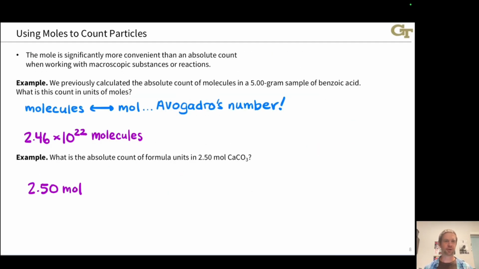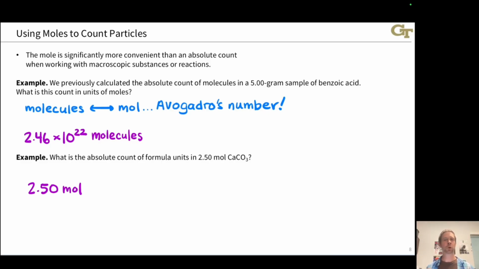I've alluded to this already, but the mole is much more convenient to work with and much more human brain friendly than these absolute counts of molecules that are universally astronomically huge. And so we like to express numbers of molecules in units of moles, and Avogadro's number is the key to going between number of molecules in an absolute count sense and number of moles.